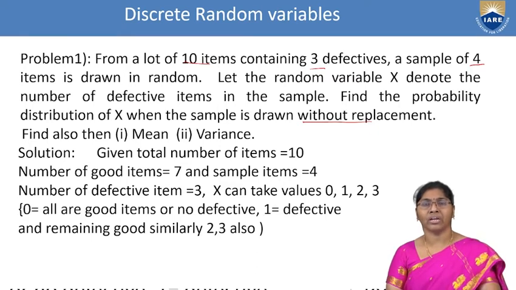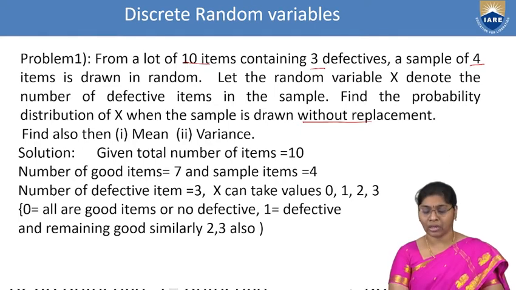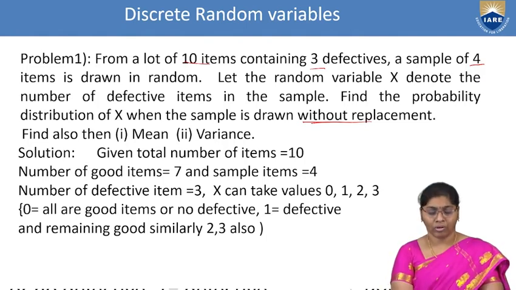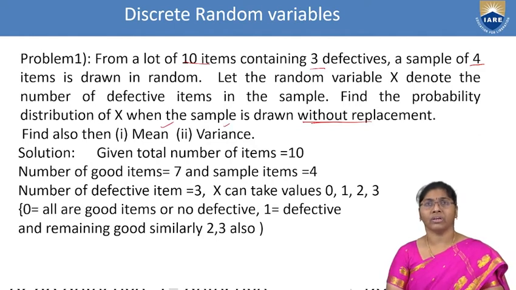Here we consider either P as success and Q as failure. In that procedure, what is given is defective items, so defective items are P. We need to find the probability distribution of x when the sample is drawn without replacement, and finally we calculate the mean and variance.